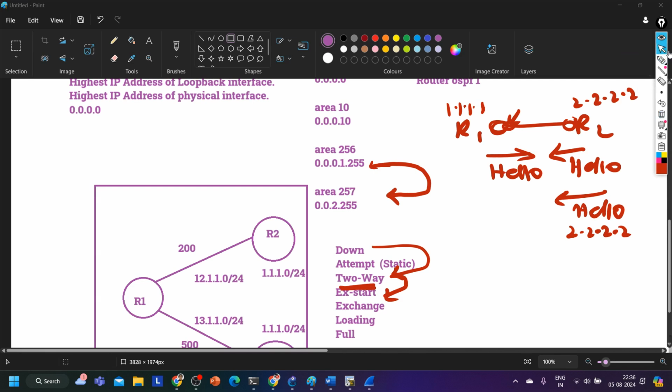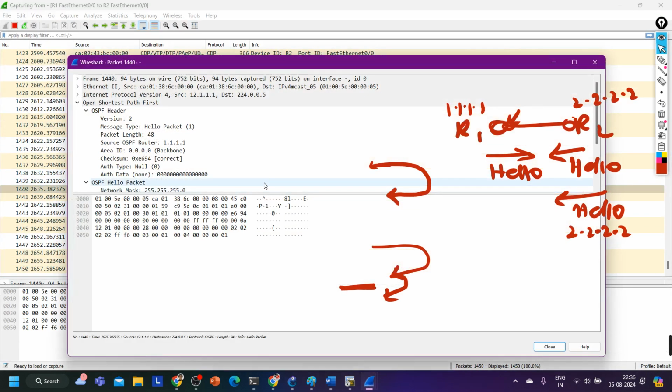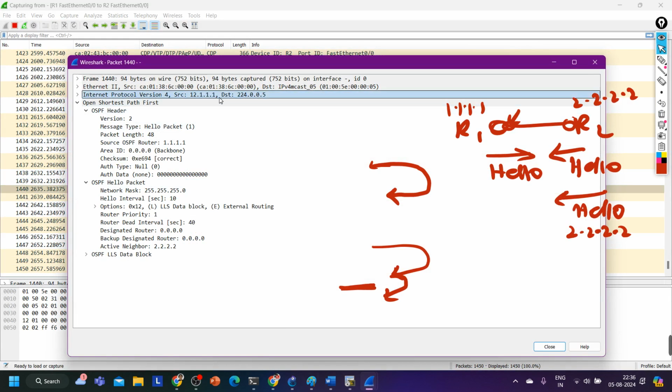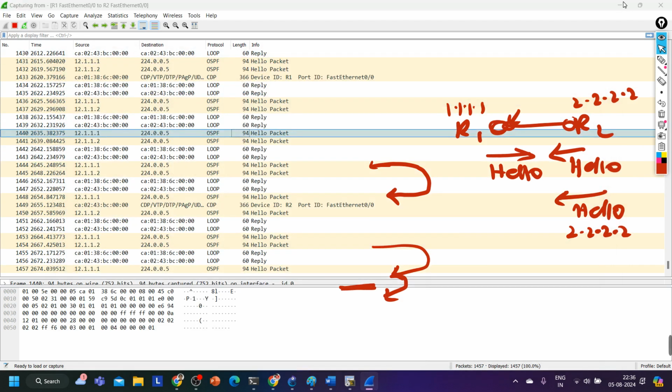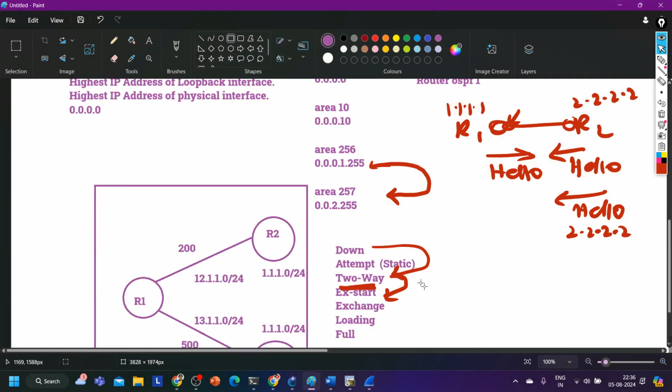Now if we have the capture, if you open any hello message in this capture, let me open any hello message. Who is sending this hello message? 12.1, right? Destination is the multicast address. And is there a neighbor IP address? Yes, active neighbor is 2.2.2.2. So router 1 is sending the neighbor ID of its neighbor, right? So once a router sees its own router ID in the hello message, the state will move from two-way to ExStart.